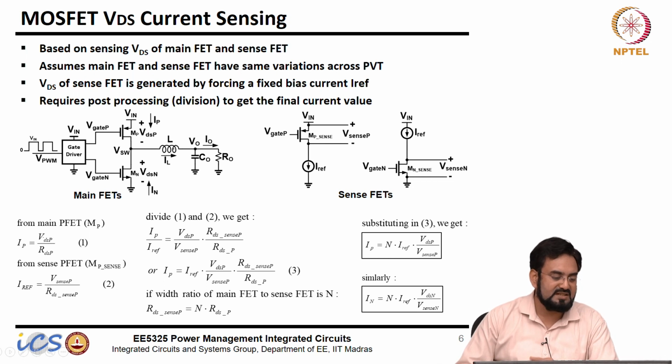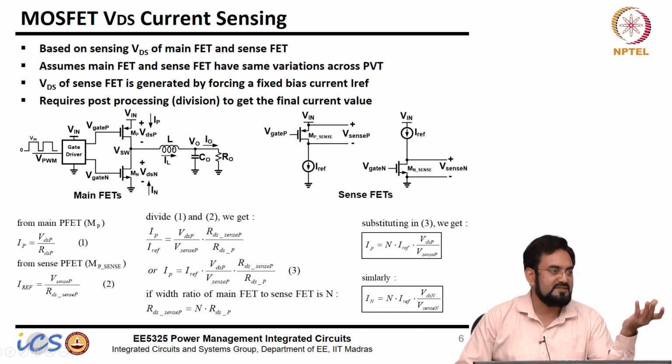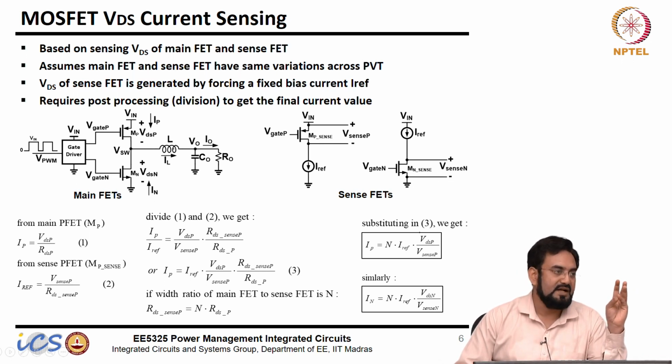So your IP is nothing but VDSP over RDS, and IREF is V sense over RDS of this. Okay, and the ratio is this. RDS on of this sense is n times of RDSP. You substitute here, and that's what you get. So what information do you need? You need IREF, which is already known because it's a fixed current you are feeding here, and you need these two voltages, and you need to take the ratio of the two.